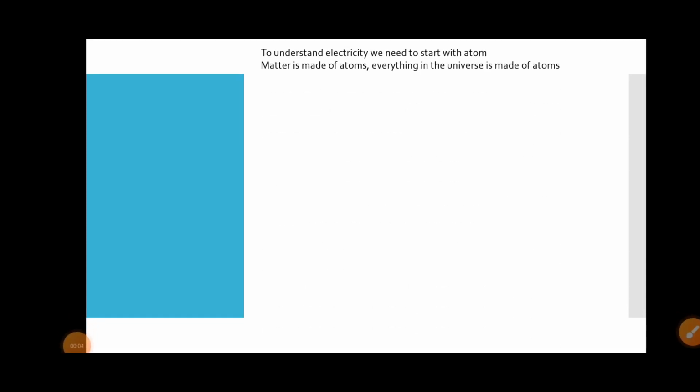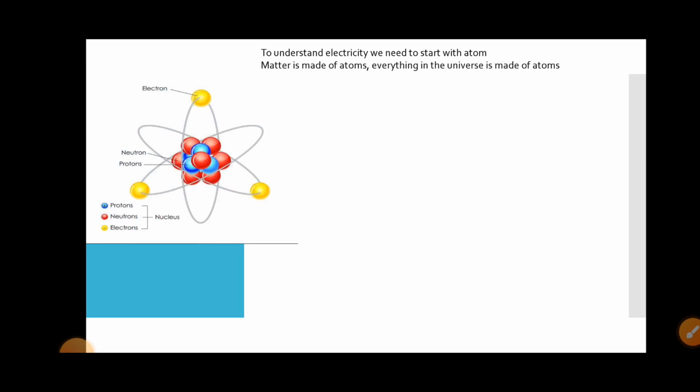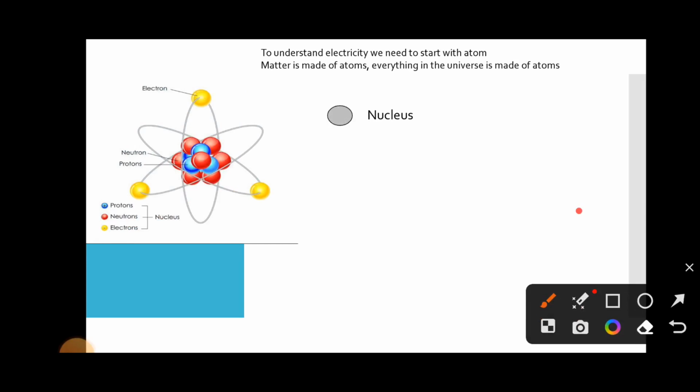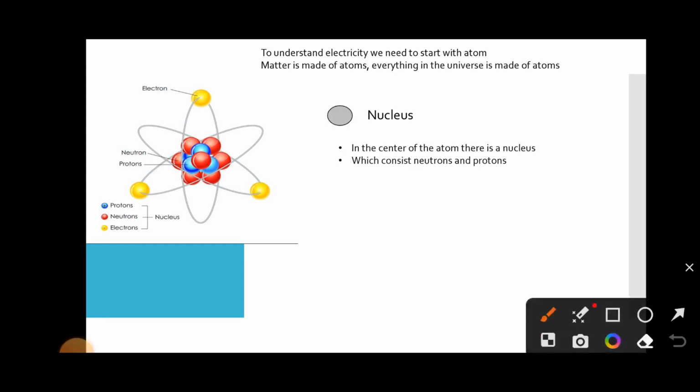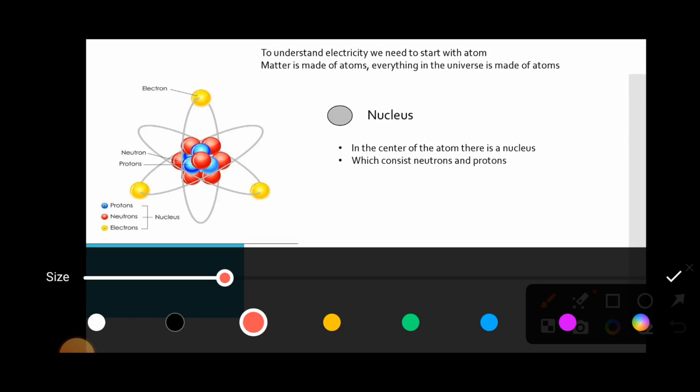To understand electricity, we need to start with the atom. Matter is made of atoms. Even everything in the universe is made of atoms. Here we see electron, proton and neutron, and the nucleus. In the center of the atom there is a nucleus which consists of neutrons and protons. Here in red it is a neutron, in yellow it is an electron, and in blue it is a proton.